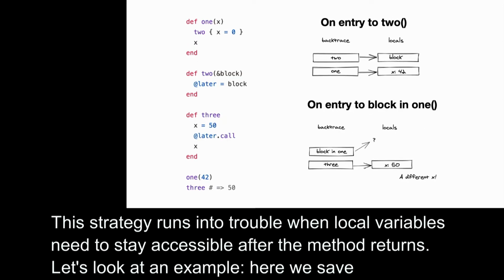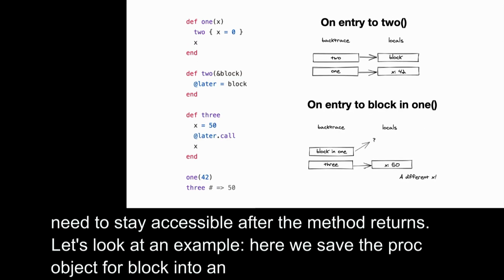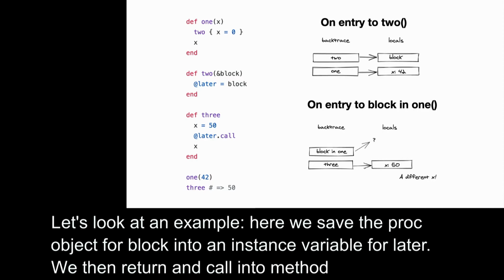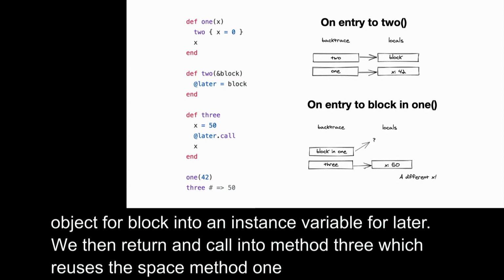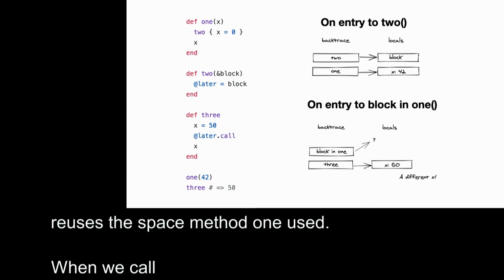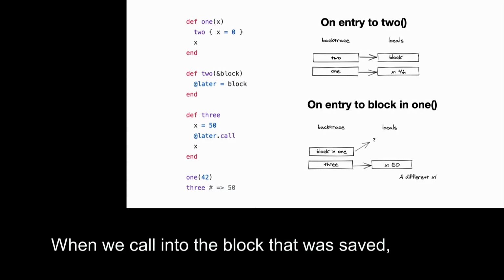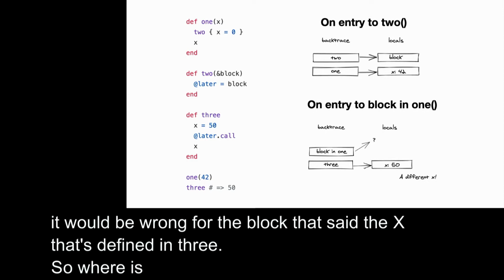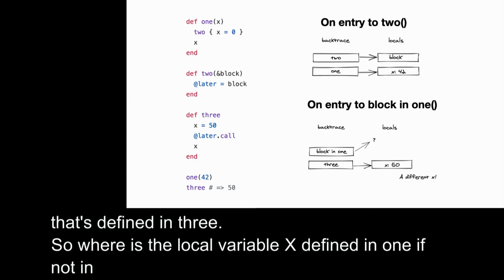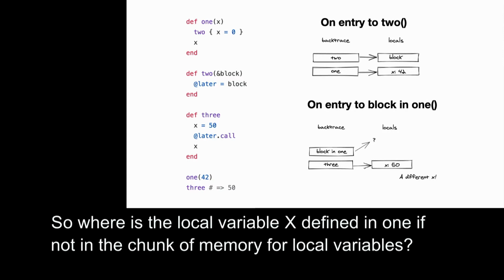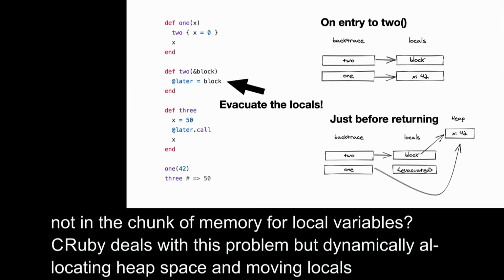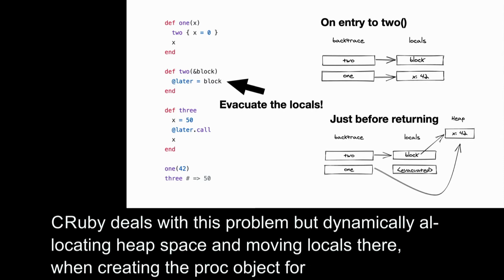Here, we save the proc object for a block into an instance variable for later. We then return and call into method 3, which reuses the space method 1 used. When we call into the block that was saved, it would be wrong for the block to set the x that's defined in 3. So where is the local variable x defined in 1 if not in the chunk of memory for local variables? C Ruby deals with this problem by dynamically allocating heap space and moving locals there when creating the proc object for the block.